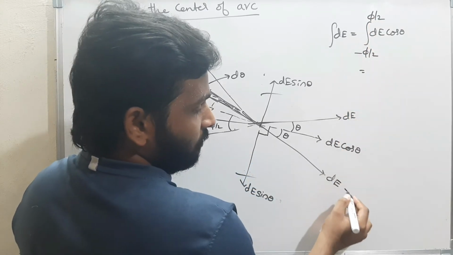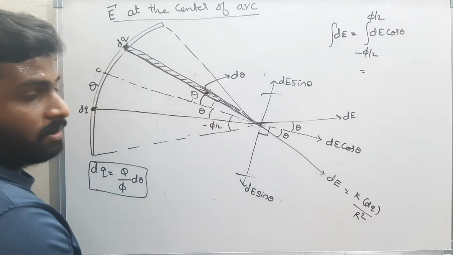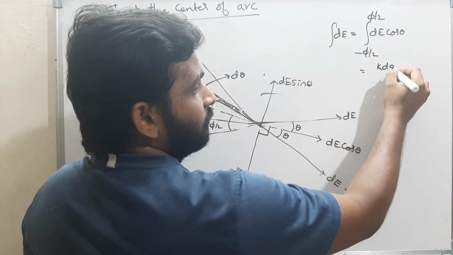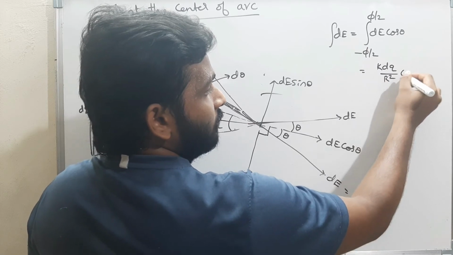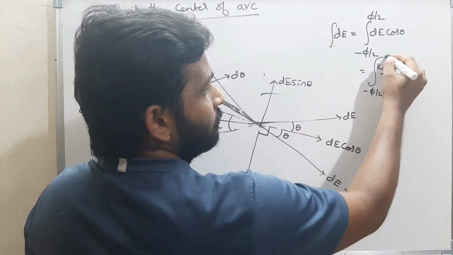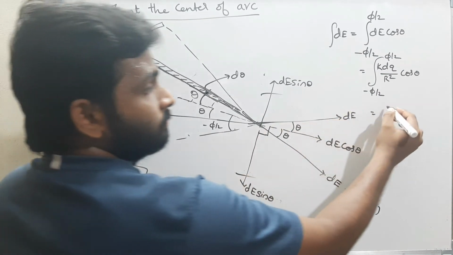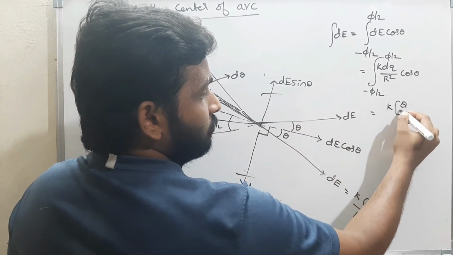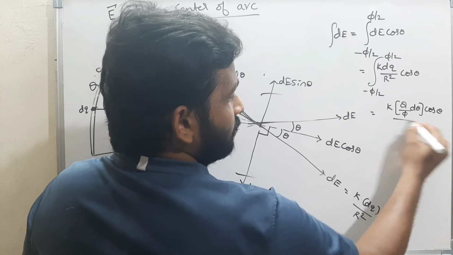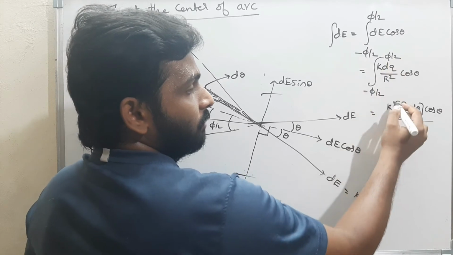What is dE? dE is K dq by r square, where dE is the electric field due to the small charge dq. Therefore, dE cos theta is K dq by r square cos theta, with limits from minus phi by 2 to phi by 2. What is dq? Instead of dq I am writing q by phi into d theta. So it is K q by phi d theta cos theta by r square, limits from minus phi by 2 to phi by 2.